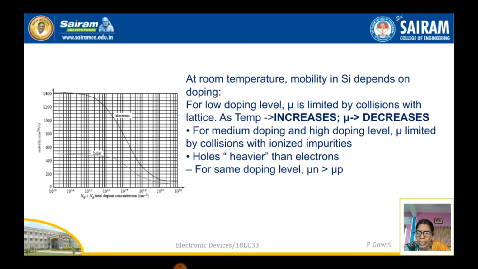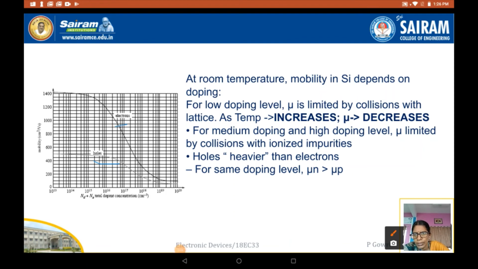Here we can see two curves, one indicating the holes and the other indicating the electrons. Nd plus Na is nothing but the total number of dopants. At the higher temperatures, the mobility decreases for both the electrons and holes, and this is because the doping concentration is more. At higher temperature the effect of lattice scattering takes place, and we can also see that the mobility of electrons is high when compared to the holes, because holes are heavier than the electrons.